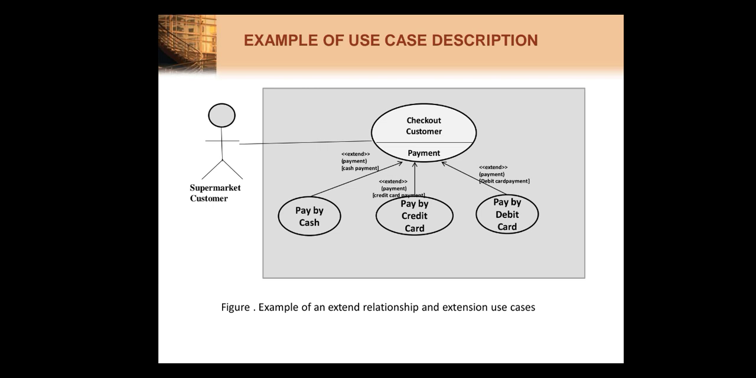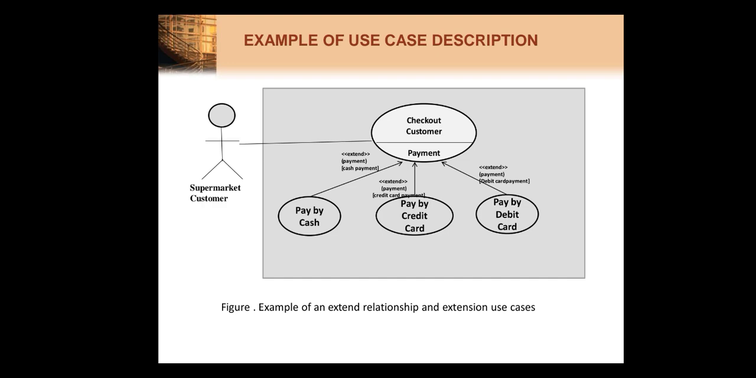Inside the angle brackets we are saying that this is the extend relationship. This is the extension point inside the base use case. Okay, who is the customer? The supermarket customer. This is the actor for this use case. So in this way we can draw the extend relationship.